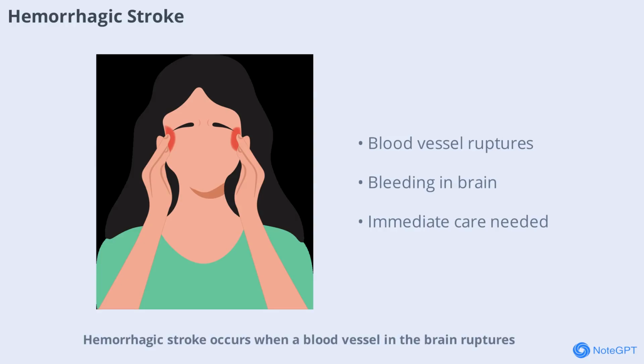Hemorrhagic stroke occurs when a blood vessel in the brain ruptures, leading to bleeding within or around the brain. This bleeding increases pressure on brain tissue and can cause significant damage. There are two main types: intracerebral hemorrhage, where bleeding occurs within the brain tissue, and subarachnoid hemorrhage, where bleeding happens in the space between the brain and the surrounding membrane. Both types require immediate medical attention.